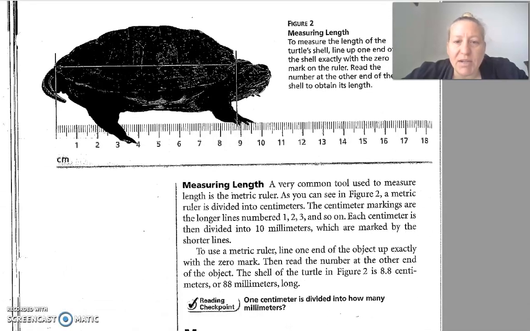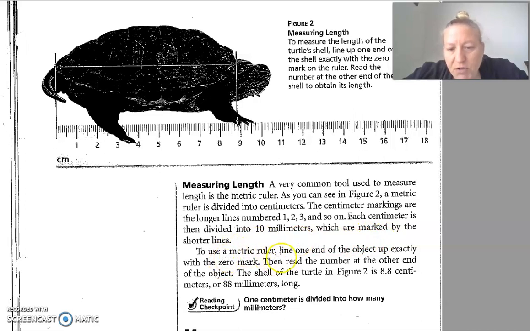All right, measuring length. A very common tool used to measure length is a metric ruler. Notice this is metric, not inches. As you see in figure 2, a metric ruler is divided into centimeters. So you can see they're divided into centimeters. The centimeter markings are the longer lines, numbered 1, 2, 3, and so on. Each centimeter is then divided into 10 millimeters, which are marked by the shorter lines.